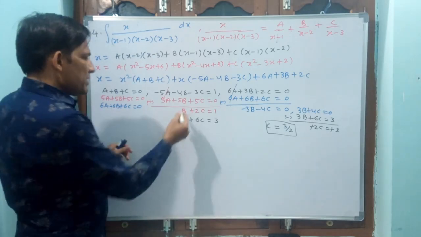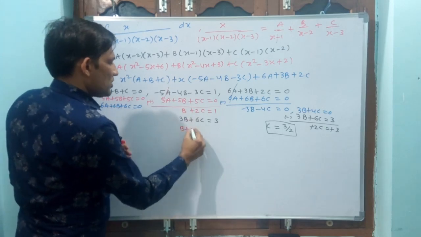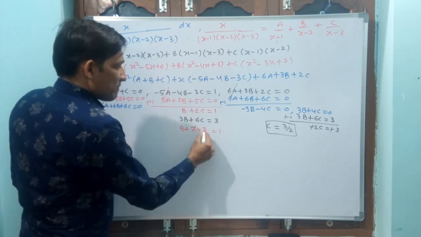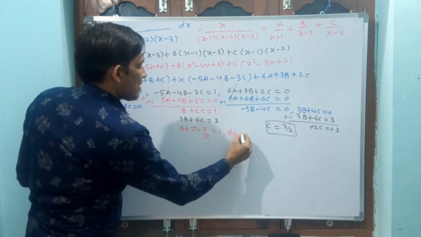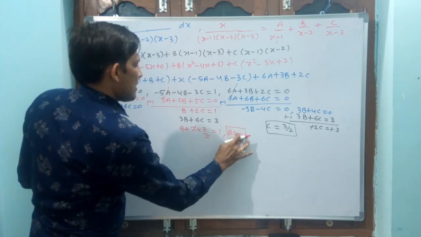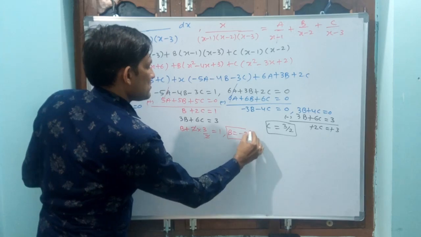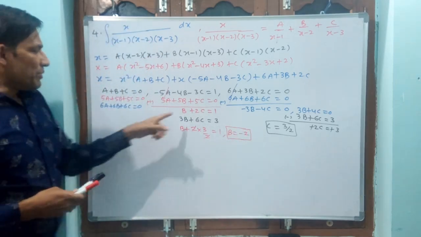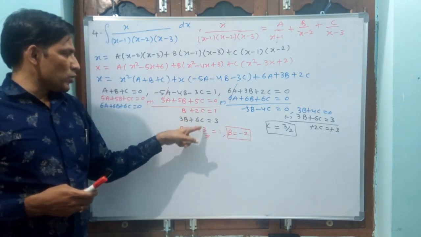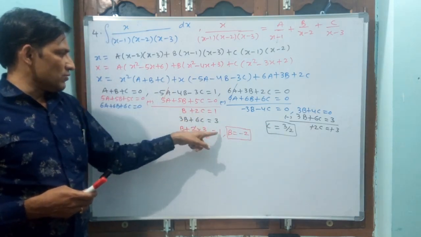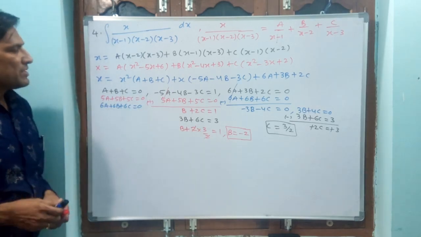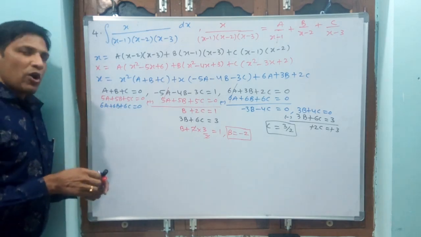You see, b plus 2c, 2 into 3 by 2, is equal to 1. The 2 is going to get cancelled. b plus 3 is equal to 1, so b will be 1 minus 3, which is minus 2. Is it okay? b plus 2c. See, c is 3 by 2. If you substitute c as 3 by 2, the 2 gets cancelled, giving 3. b plus 3 is equal to 1 means b is equal to 1 minus 3, minus 2. See, c and b you have got.